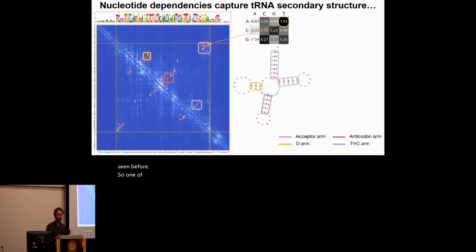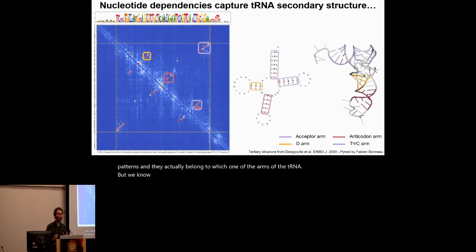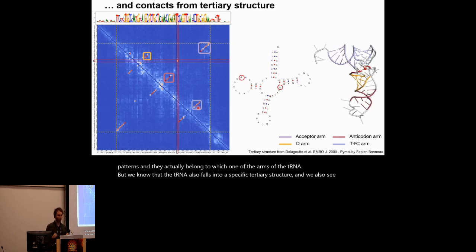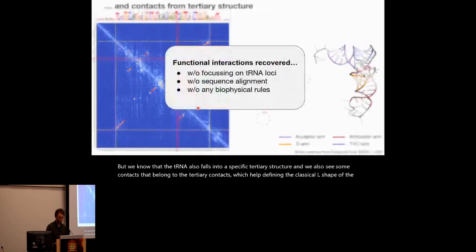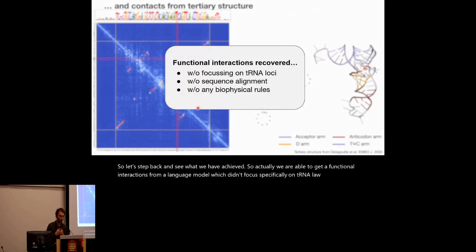One of the patterns that really pops up among the higher dependencies are these anti-diagonal patterns, and they actually belong to each one of the arms of the tRNA. But we know that the tRNA also folds into a specific tertiary structure, and we also see some contacts that belong to the tertiary contacts, which help define the classical L shape of the tRNA. So let's step back and see what we have achieved. We are able to get functional interactions from a language model which didn't focus specifically on tRNA loci, without any kind of sequence alignment and without any kind of biophysical rules.